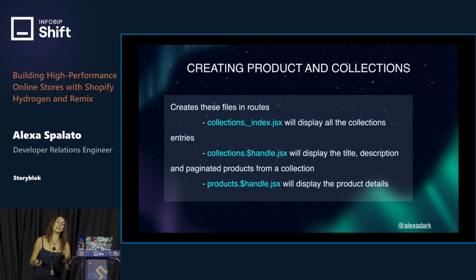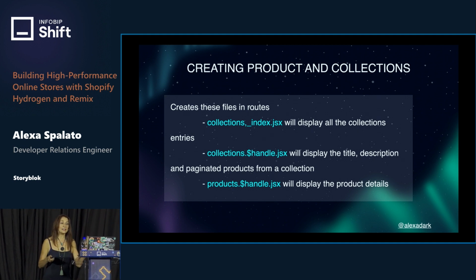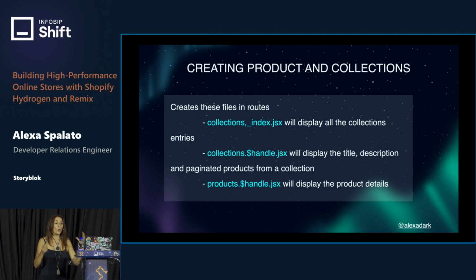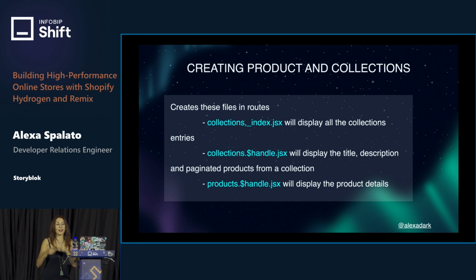So now let's see how to create products and collections. We have three routes for that. We have a collection index that will display all the collection entries, so our performance boards and our original boards. The collection $handle.js will display the title, description, and paginated products from a collection, so the collection details. And the products $handle will display the product details.